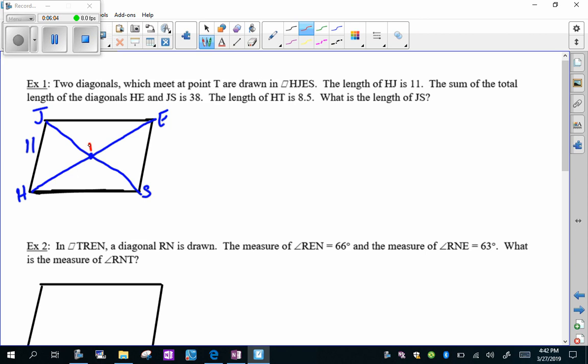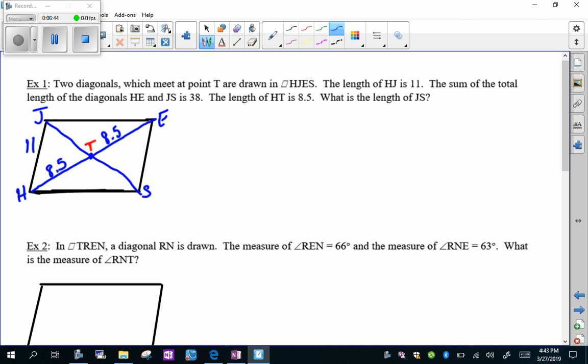I'll give that a different color, point T. Okay, the information I'm given is that HJ is 11. I put that in there already. Sorry, HT is 8.5. There are a couple of different ways of approaching this. But since I know that HT is 8.5, and I know that the diagonals of a parallelogram bisect each other, I'm going to fill in that ET is also 8.5.